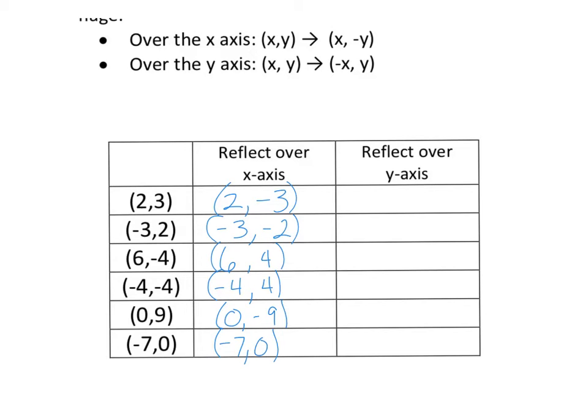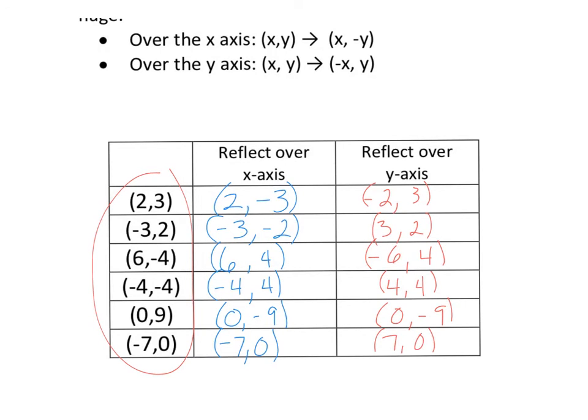Now we're going to reflect over the y-axis. So if you take these points and you reflect them over the y-axis, the y is going to stay the same. You're going to take the opposite of the first one. So that would become negative 2, 3. That would become positive 3, 2. 6, negative 4 would become negative 6, 4. Negative 4, 4 would become 4, 4. 0, negative 9, you can't take the opposite of 0, so that's just going to be 0. And negative 7, 0 is going to be positive 7, 0. Alright, those were the reflections over the x and the y.